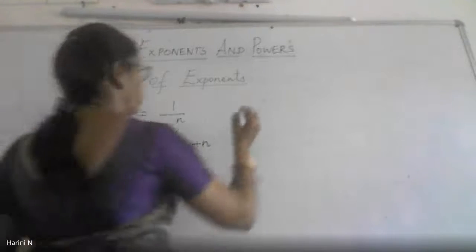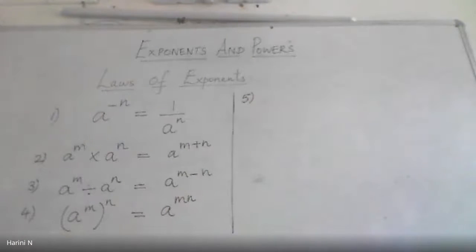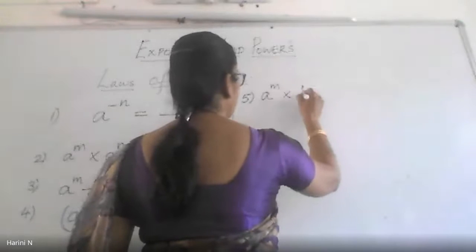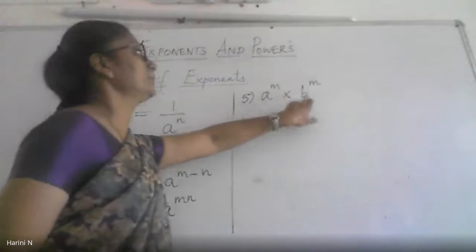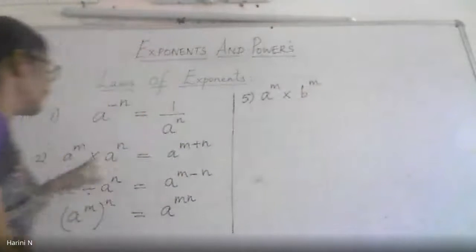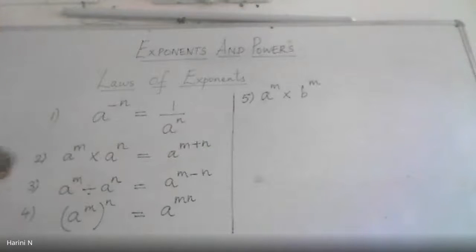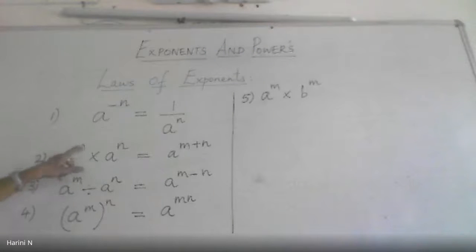Then the fifth law. This will connect you to exponential numbers where the base is different. Can you see? It is a to the power m into b to the power n. Is it the same as the second one? Yes, ma'am. Are the second and the fifth the same law? No, ma'am. No, because here it is a to the power m into a to the power n.